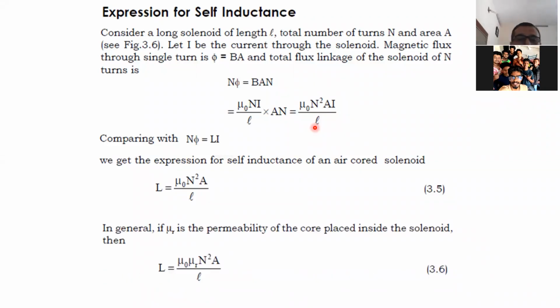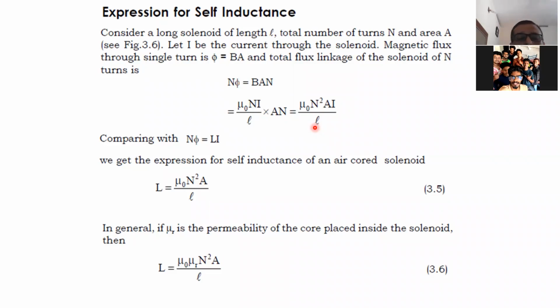So if the core is having a permeability μr, then L is equal to μ0 μr N² A by L. What is the relationship between B and H in general?